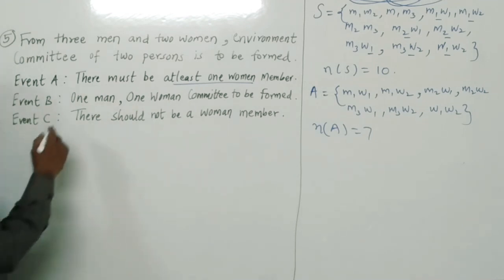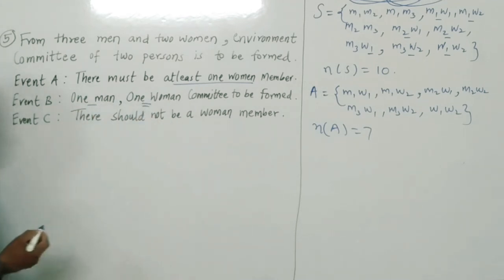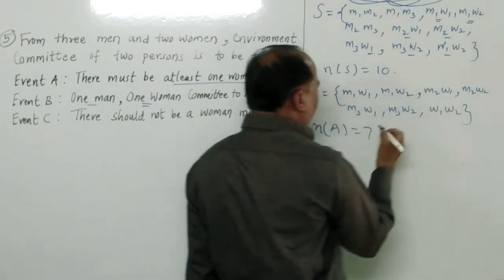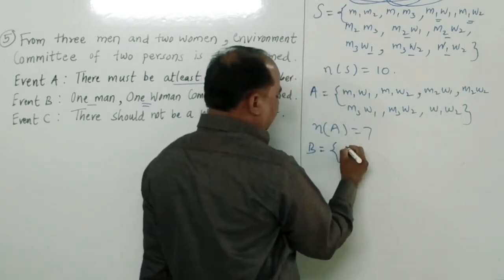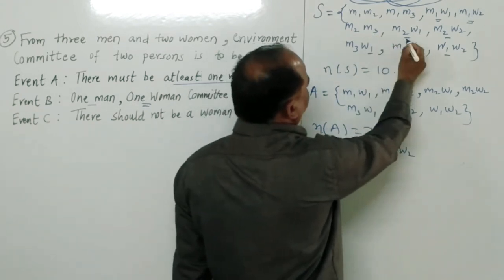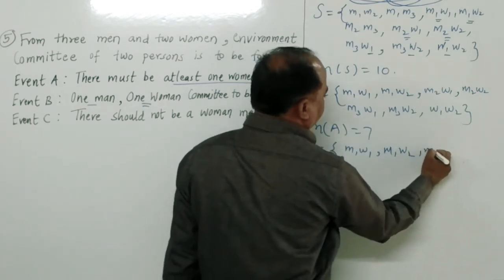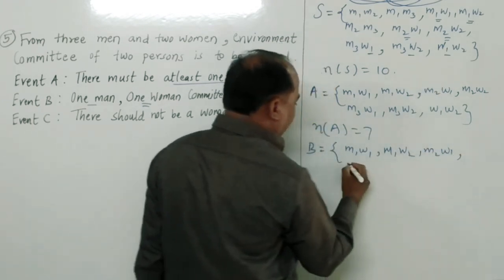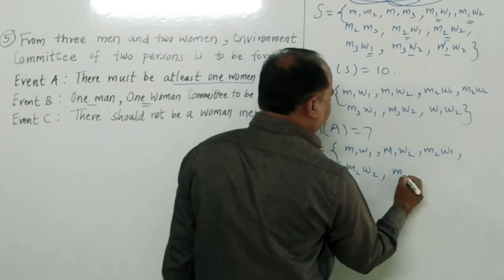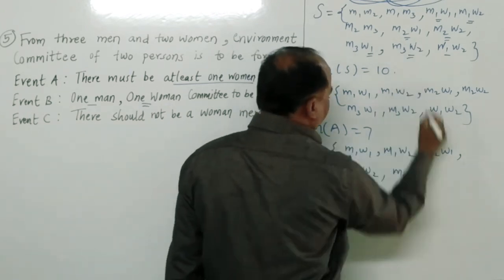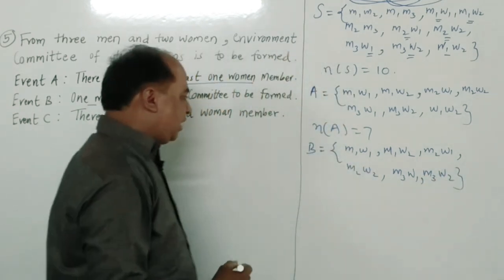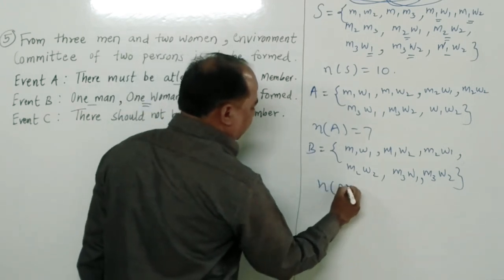Now event B: there should be 1 man and 1 woman in the committee. So event B is equal to M1 W1, M1 W2, then M2 W1 and M2 W2. Then M3 W1, one man and one woman, and M3 W2. So like this, there are 6 committees formed in event B.